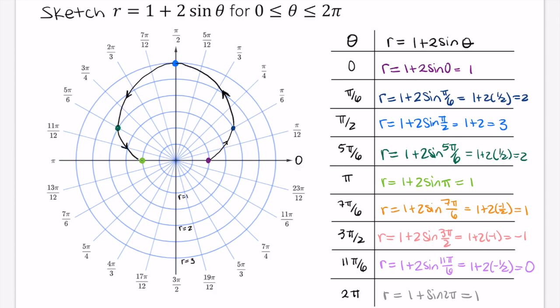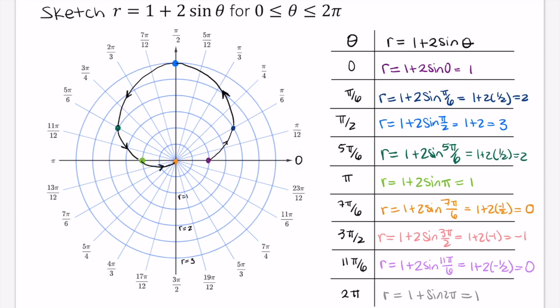Okay, so as we continue, we need to plot the radius given for 7 pi over 6. And I just realized I made an arithmetic mistake right here. 1 plus negative 1 is 0. Excuse me, let me fix that. There we are. So at 7 pi over 6, so the terminal side is on 7 pi over 6. We're at a radius of 0. So go ahead and draw a point at the origin. And let's connect this.